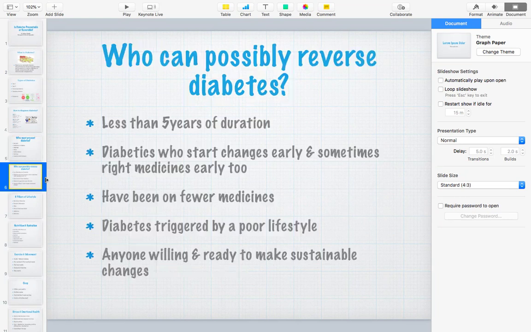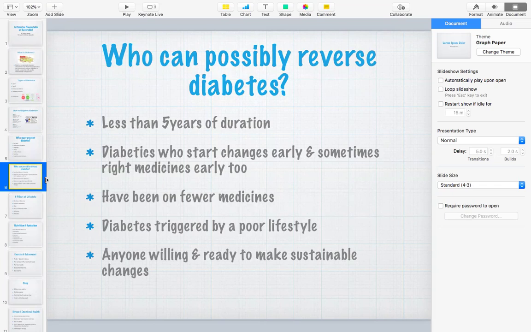Who can possibly reverse diabetes? Now, I'll just take you through this slide very quickly. Anybody who's been diagnosed with diabetes, not pre-diabetes, for less than 5 years of duration. Those who can start changes early and sometimes the right medicines early too. There are a bunch of medicines which you can start early, or there are times where you need to start insulin early so that you can save the action of the pancreas. A lot of people resist medication and then they end up with long-term problems. Short-term, everything looks okay, but long-term problems because you have depleted your insulin and we can't really do anything about that.